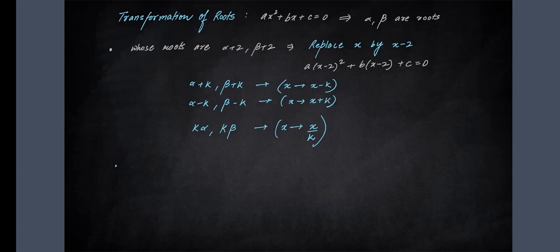Let's say the new condition is that the roots are reciprocal. What does reciprocal mean? The new roots are 1 by alpha and 1 by beta. In this case, replace x by 1 by x. Can you see how easy it will make your entire question? You can directly put it in the equation and solve the question.